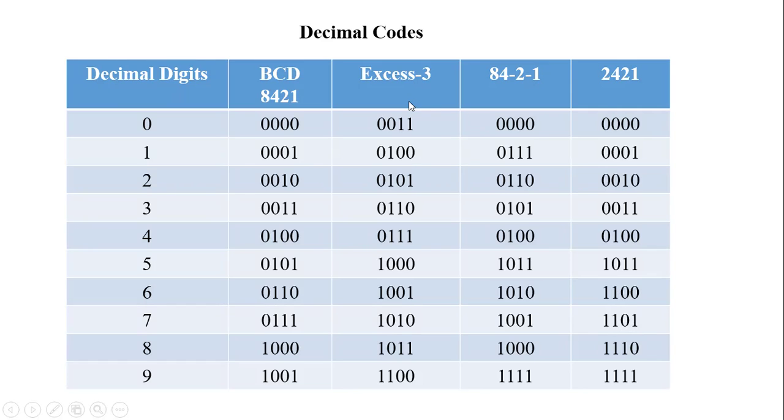So these are different decimal codes. They all represent decimal digits. These are all 4-bit codes. BCD is not a self-complementary code, it's a weighted code. These are all weighted codes. However, XS3, 8 4 minus 2 minus 1, and 2 4 2 1 codes are self-complementary. These are self-complementary codes.